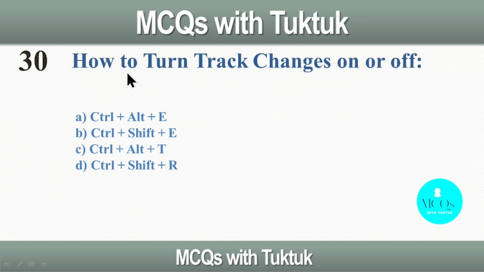Next question and the last question, how to turn the track changes on or off? That is Ctrl plus Shift plus E. This will help you to track the changes on or off. Once you press it, you will find this track changes option is on or off. These are the most important 30 MCQs related to MS Word.